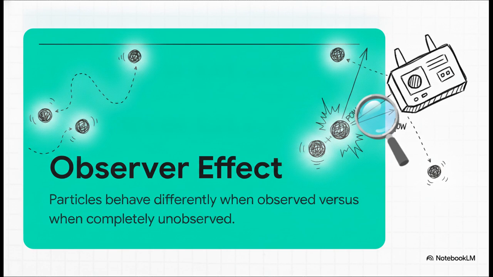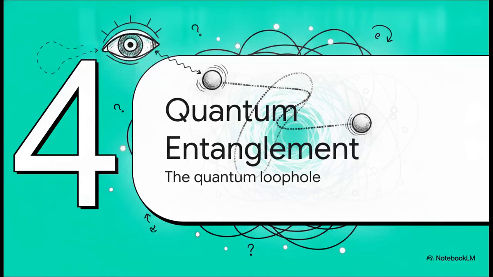Now, the initial assumption by the scientific community was actually quite practical. They figured, well, the physical detector must just be awkwardly bumping into the electrons and disturbing them, kind of physically forcing them to change their behavior. Section 4. Spooky quantum entanglement.